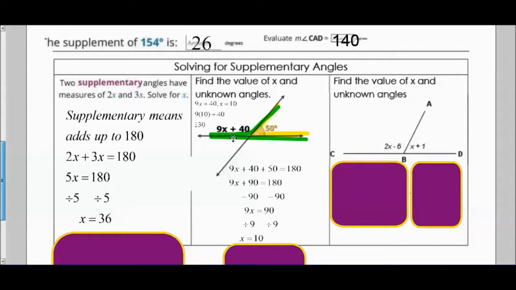That kind of lends itself to another way to solve this. You could just set this equal to 130. If you subtracted that 50 right away from the 180, you'd find that this whole thing is 130. Just this angle is 130. So you could say this equals 130 and just solve that equation.